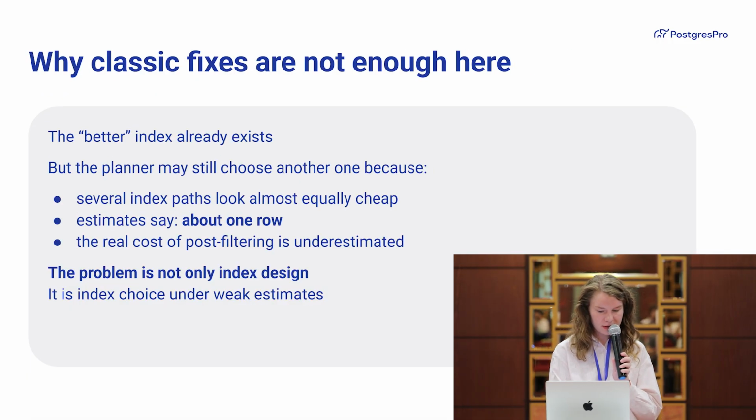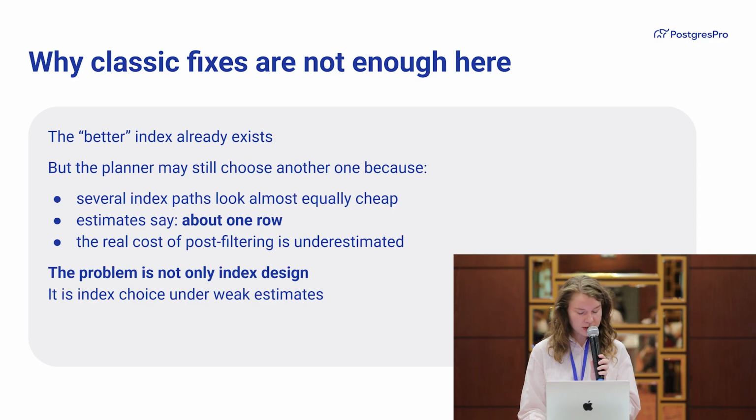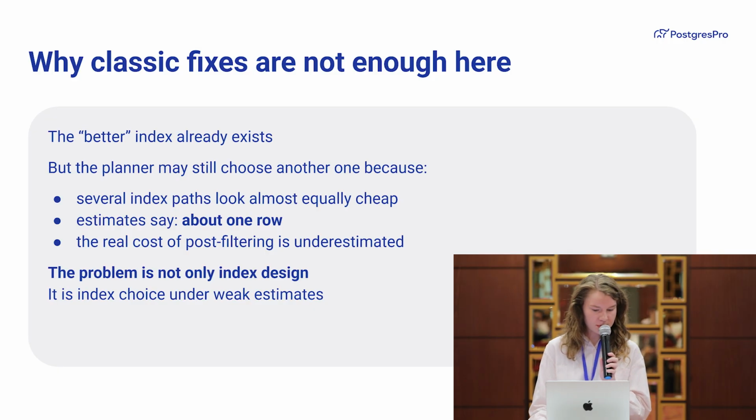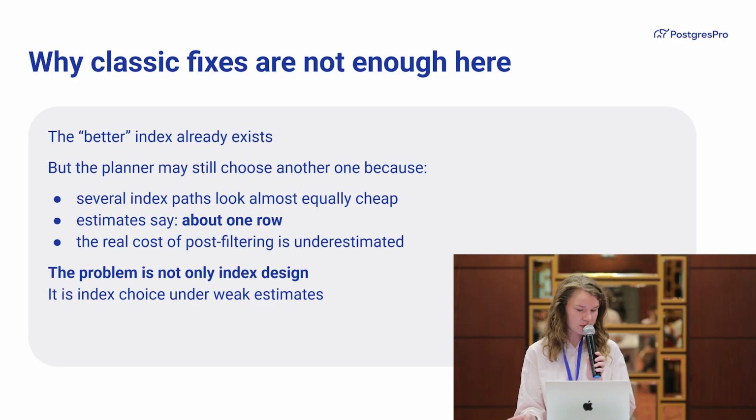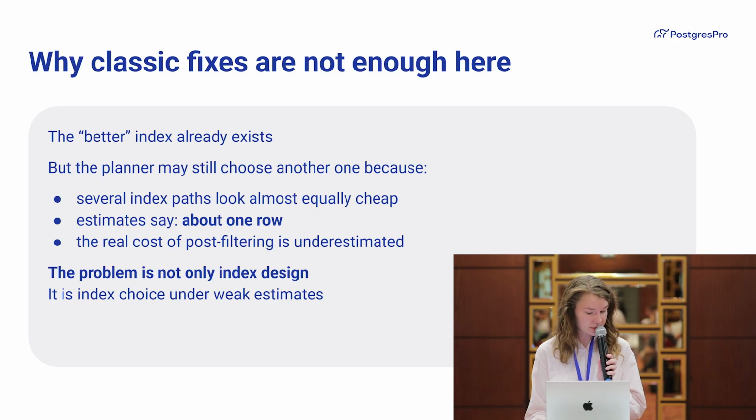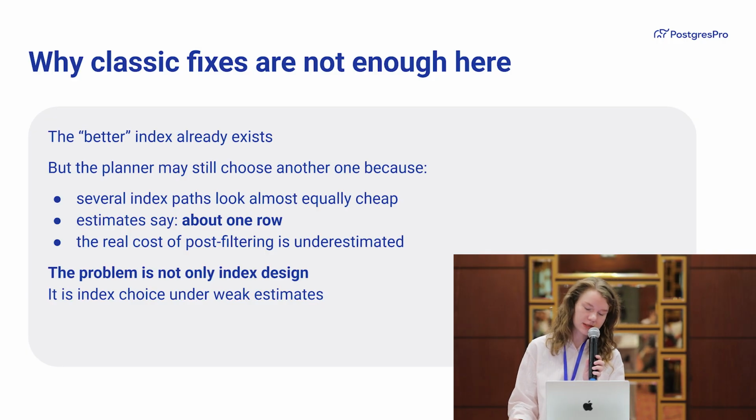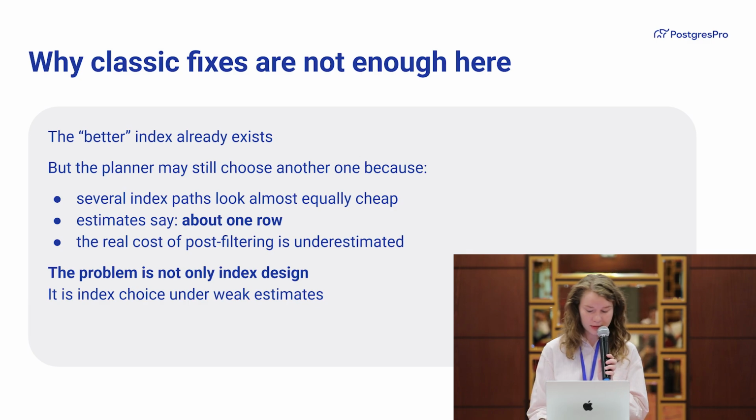And in this case, adding another index is not the solution because a better index already exists, and the problem is that the planner doesn't reliably choose it. From the planner's point of view, several index paths look very close in cost, and it expects only one row, so the difference between them looks really small. During execution, the amount of post-filtering is very different, so we need a way to improve index choice when we see such weak estimates.